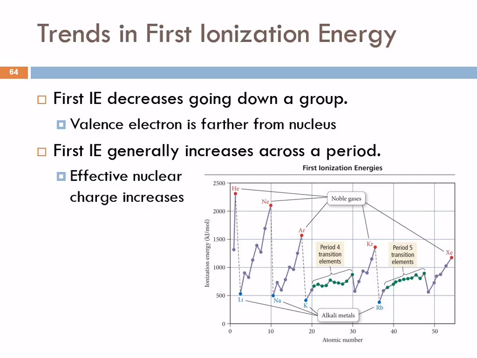What we see is that the first ionization energy decreases as you go down a group. So if you look at the noble gases, as you go down the group, it becomes easier to remove an electron. Well, the electrons are farther from the nucleus. You're taking a valence electron off, one on the outside.